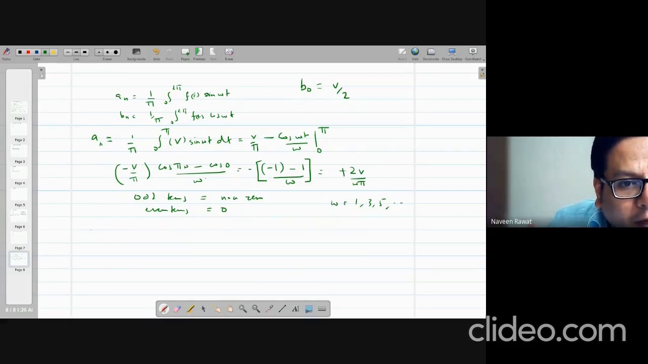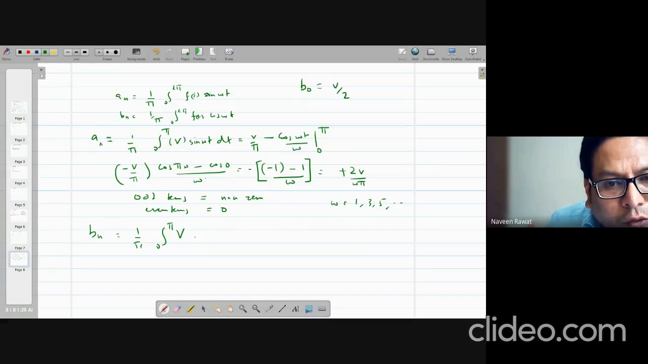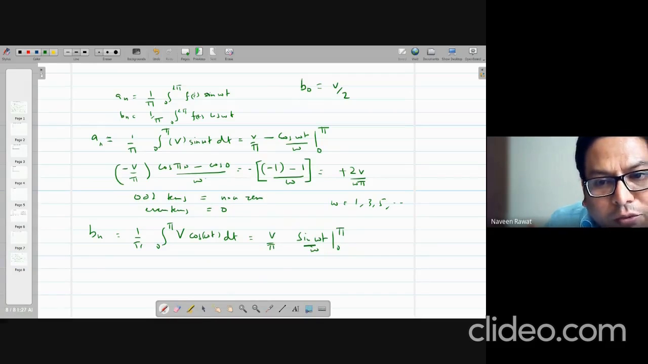And again, if you look at the bn integral, it will be 1 over pi, 0 to pi, and then v is the constant voltage, and then you have the cosine omega t term, as per our definition. And again, the cosine integral is sine divided by omega, going from 0 to pi, and so sine of pi is 0, and sine of 0 is also 0. So all the bn terms are 0.